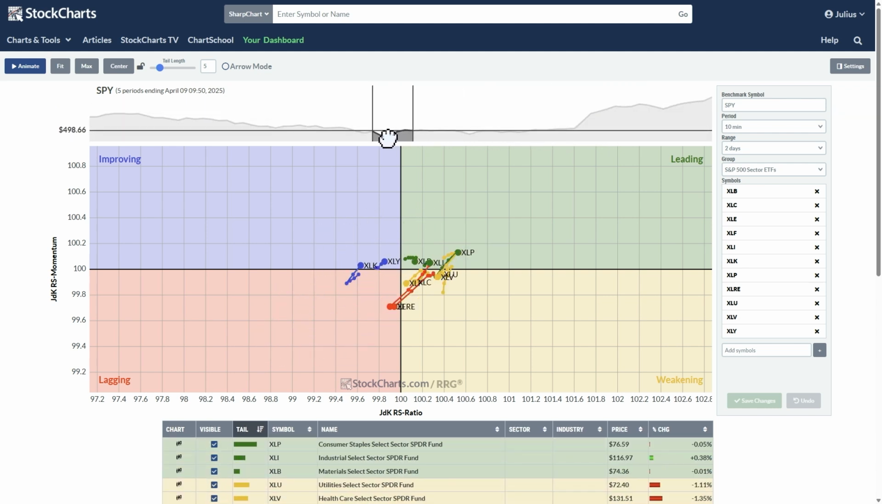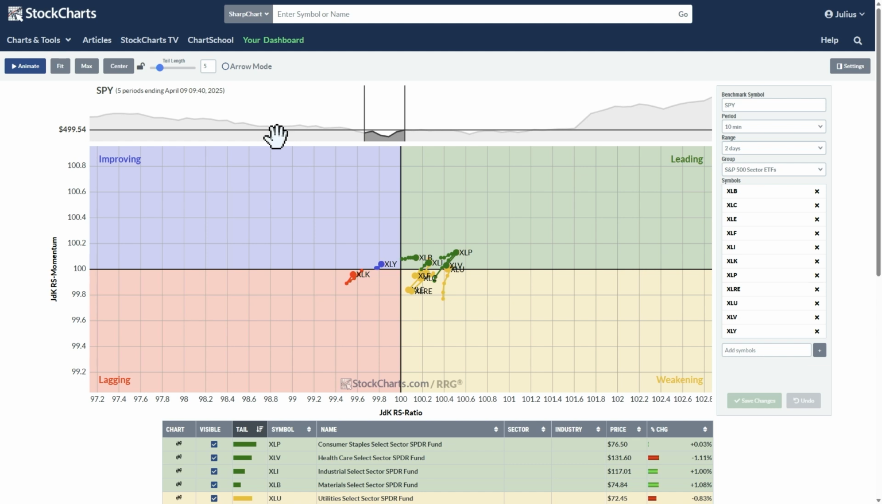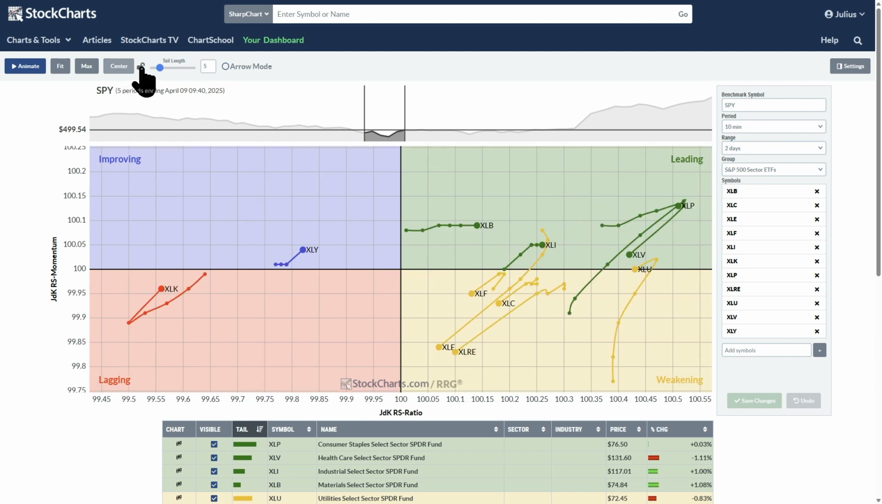So let me go to the start of the day. So that's noon. So this is the end of April 8th. And now we move over to the start of trading on April 9th. Let me center that chart so we've got a good view of it. And now I'm going to move through what happened on April 9th. And remember, these are 10-minute bars, 10-minute nodes. So every node is 10 minutes during the day.